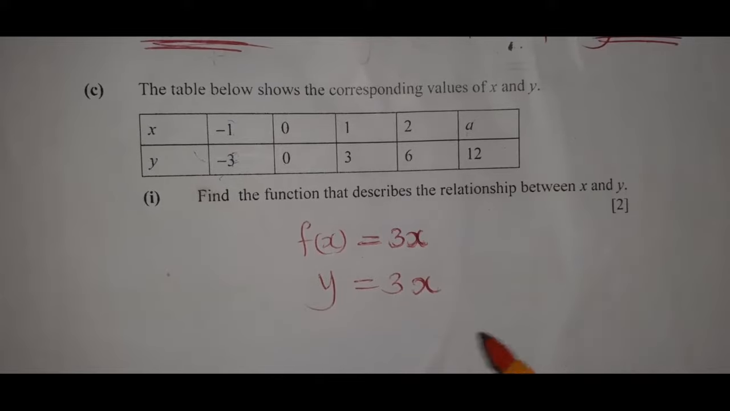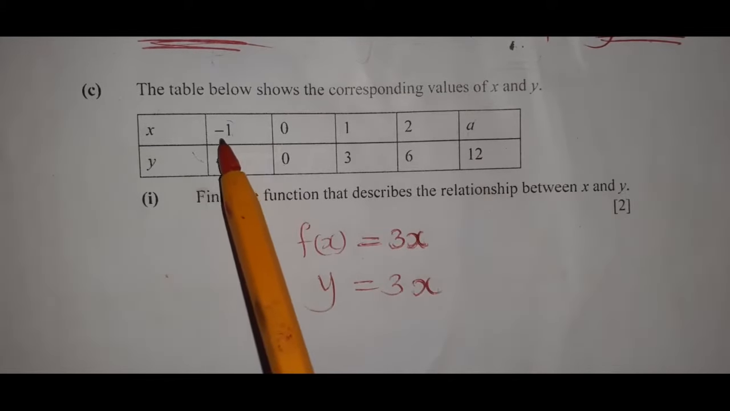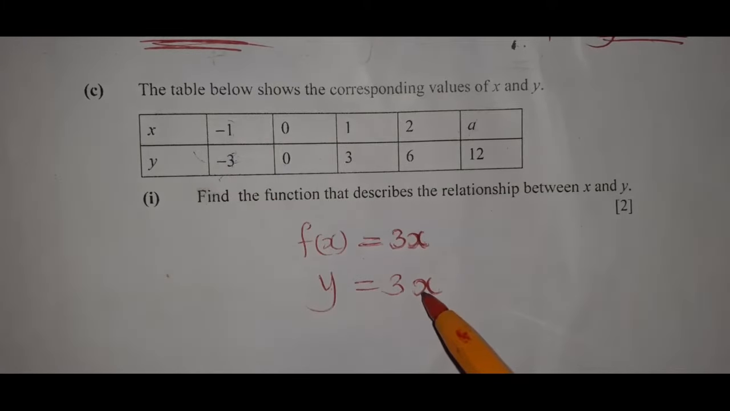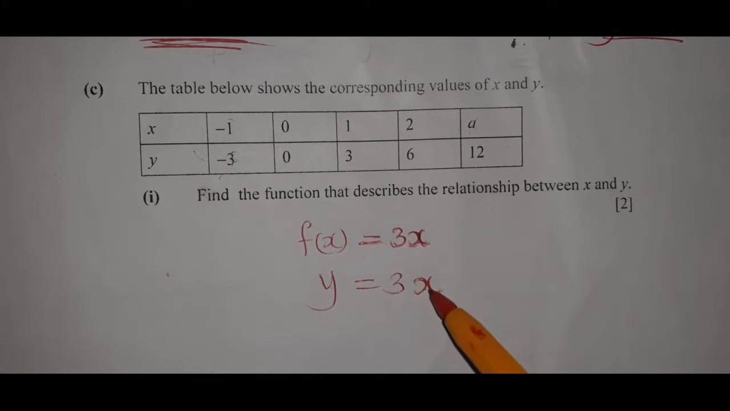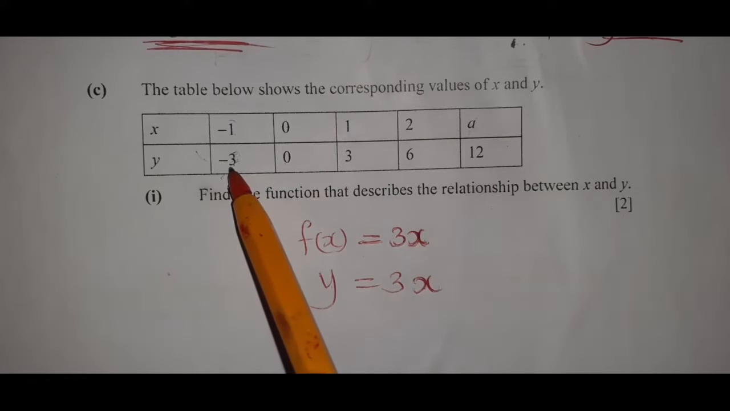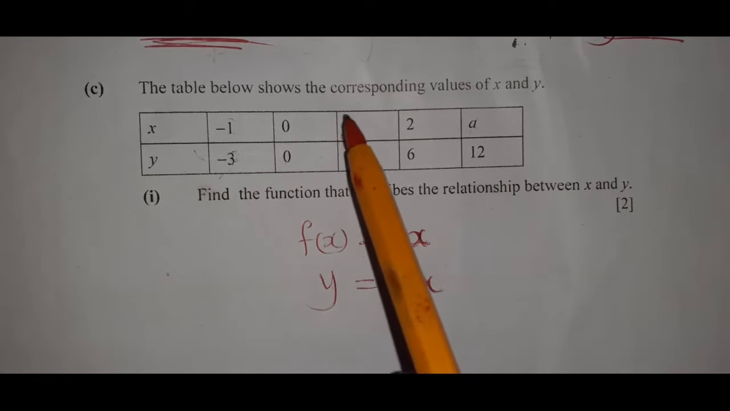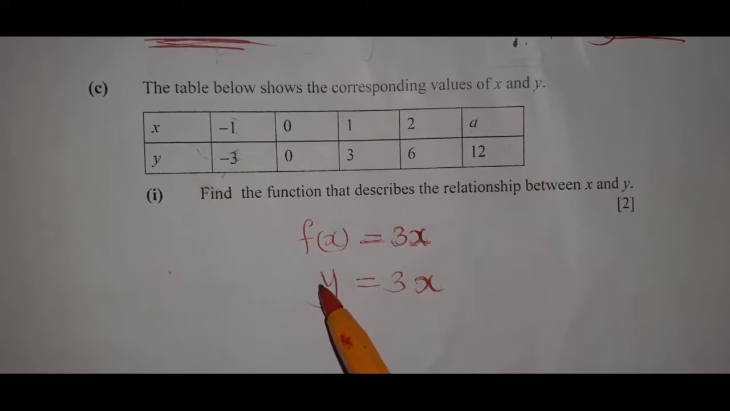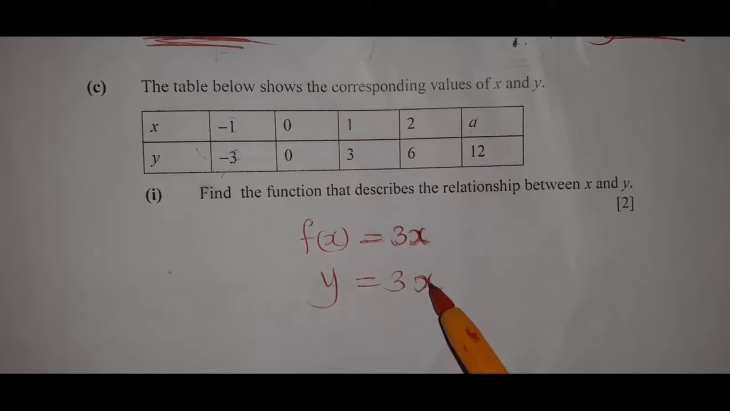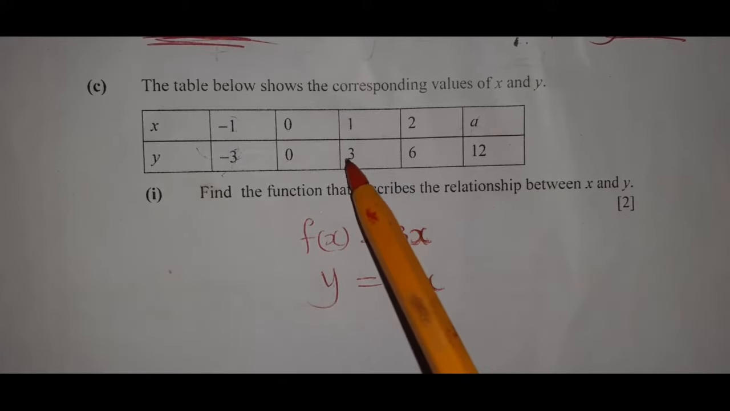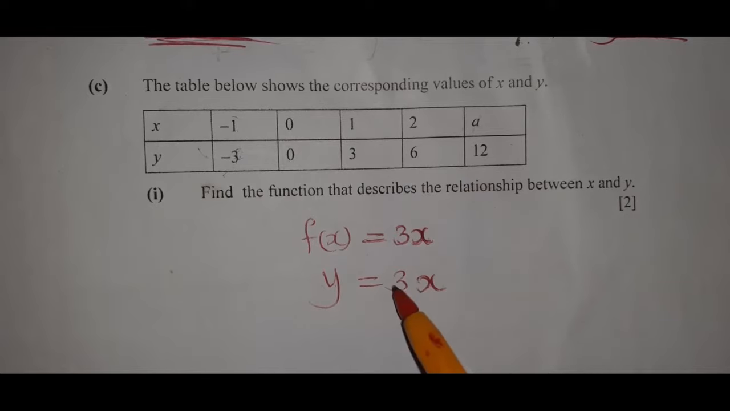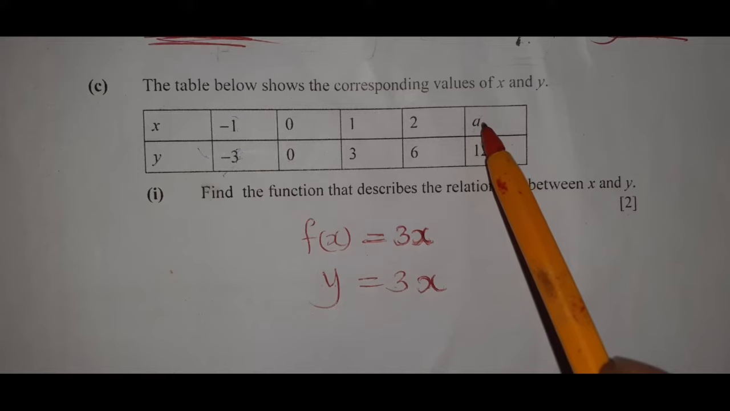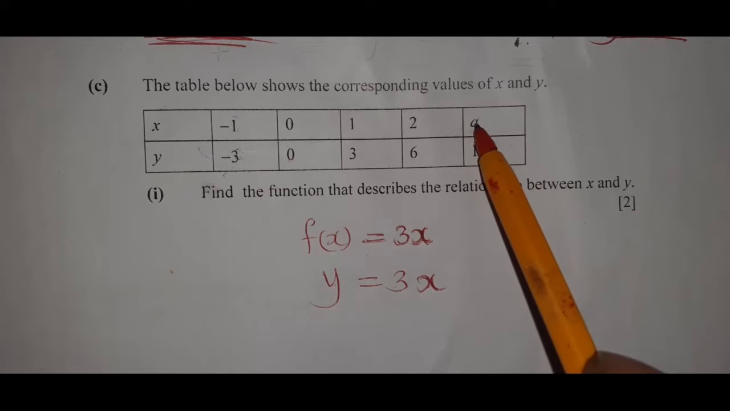Okay, so if for instance, what is our y here when x is equals to -1? It will be 3 multiplied by -1. We're going to get -3. Then when x is equals to 0 here, y will also be 0. When x is equals to 1 here, this is going to be 3. When you put 2 here, this will be 6. So it should be easier for you to know that here, when we put what?